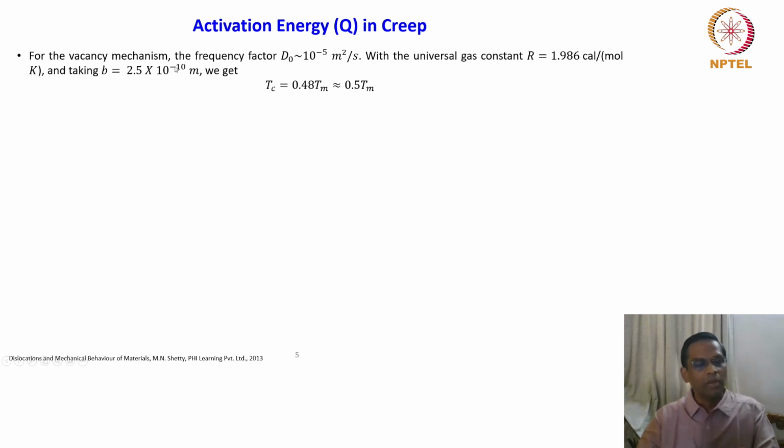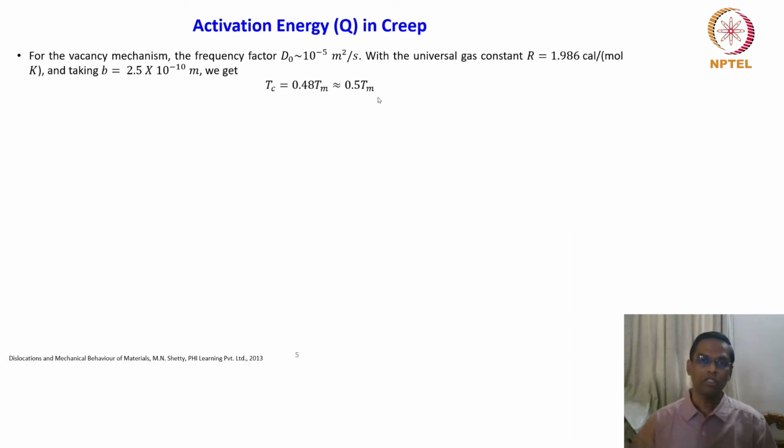For the vacancy mechanism, the frequency factor D0 is approximately equal to 10⁻⁵ meter square per second. With the universal gas constant R equal to 1.986 calorie per mole per Kelvin, and taking b equal to 2.5 × 10⁻¹⁰ meter, we get Tc equal to 0.48 Tm, approximately 0.5 Tm. So the critical temperature is worked out to be 0.5 Tm.